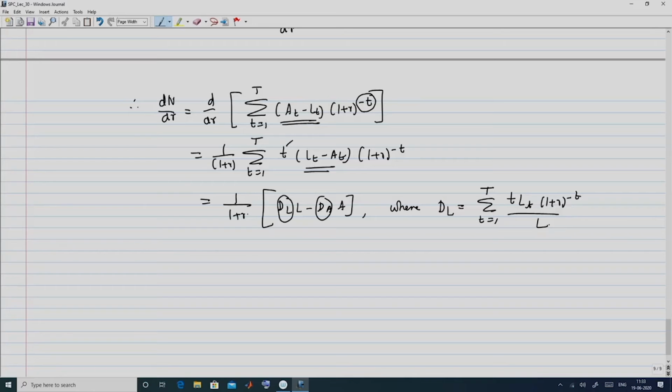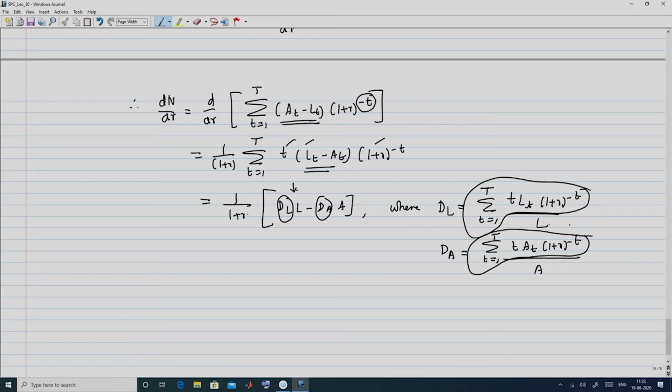So, here this term, summation t L_t into (1 + r)^(-t), is going to be this term here, and that is D_L into L, which is how I get this term here. And in an identical manner, the duration of the assets is going to be summation t A_t into (1 + r)^(-t) over A, for t equal to 1 to capital T. So, again this term is the one that we have here, and accordingly this term is going to be D_A into A that we obtained here.